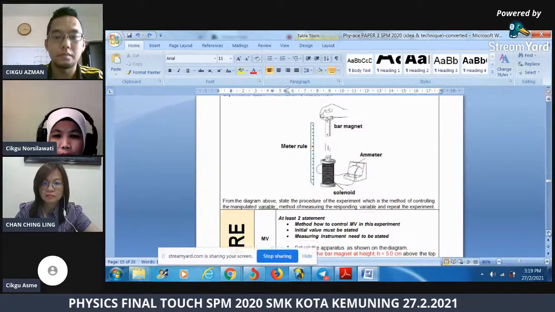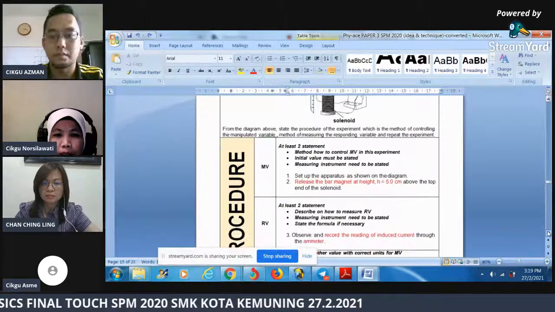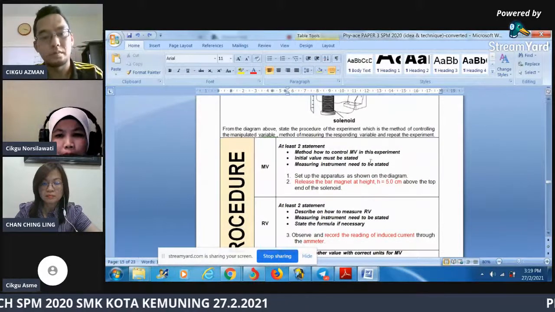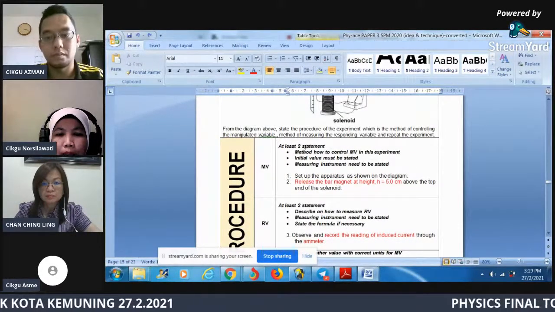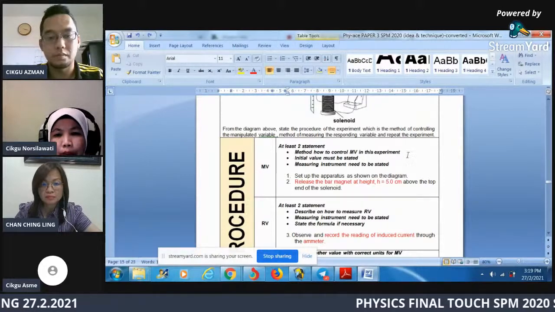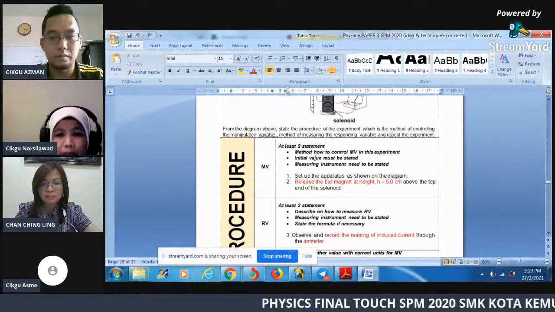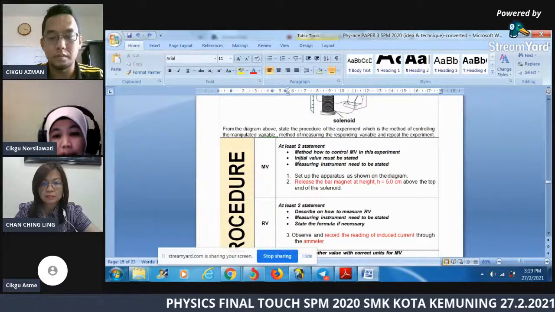Then at least two statements on how to control. In the method, how to control the manipulated variable in this experiment, this means you state the initial value.